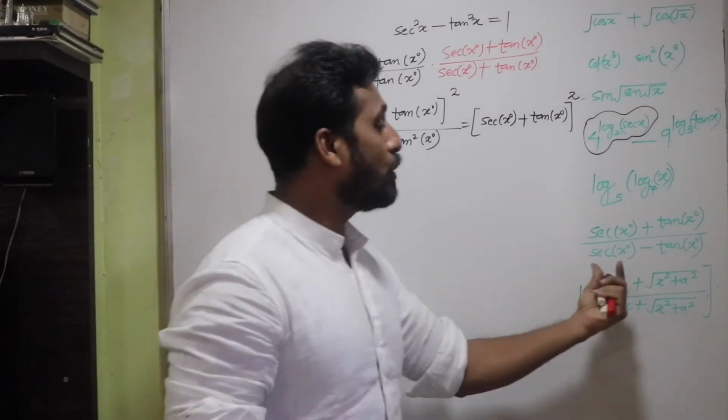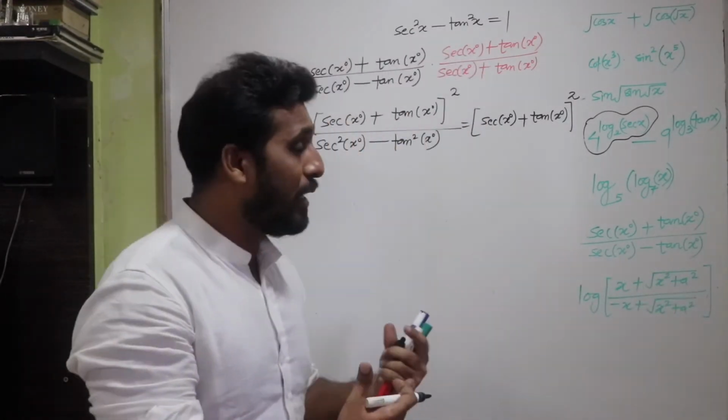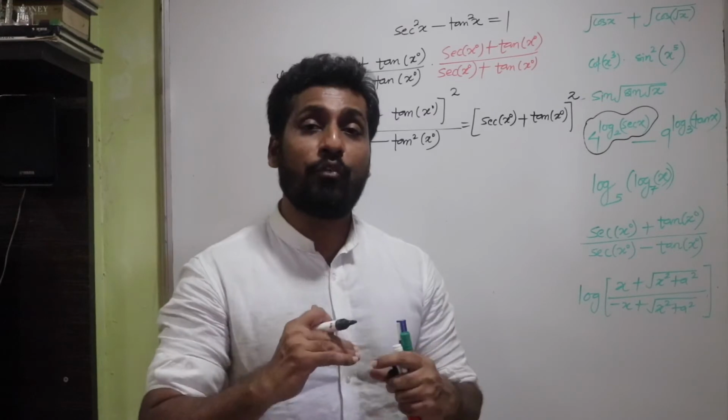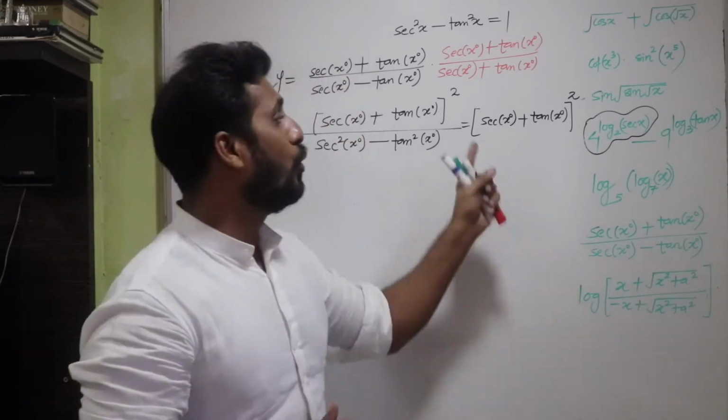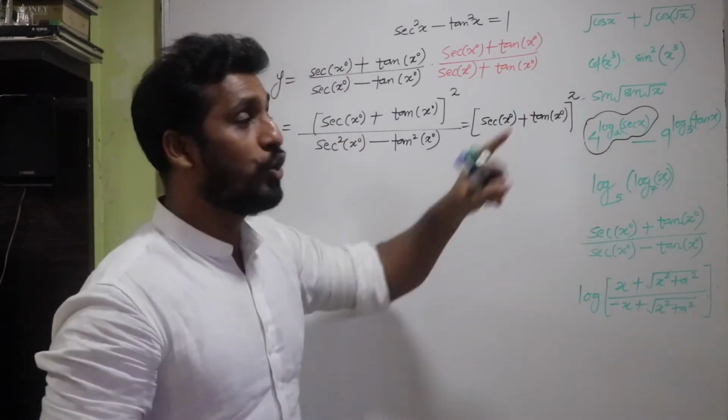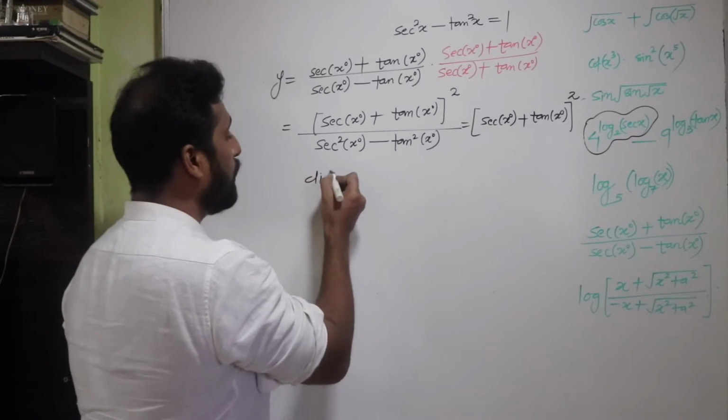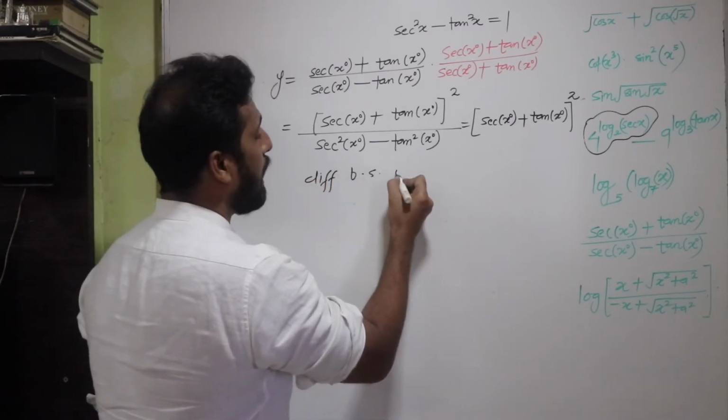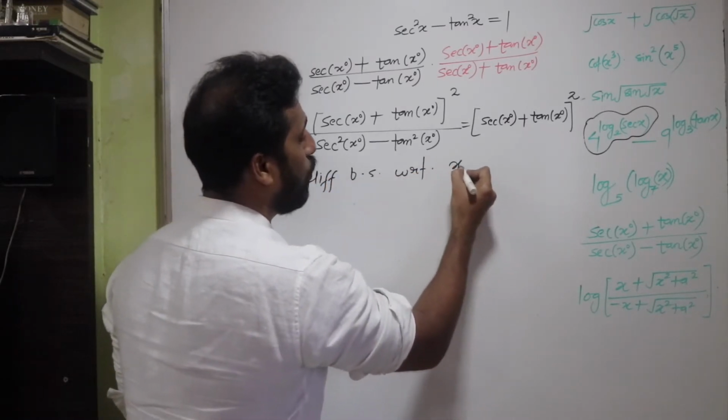So that's your simplified form of y. Originally y was quite big, it was a little bit large function. What we have done is reduced it to sec x plus tan x the whole square. Now I'm going to differentiate both sides with respect to x.